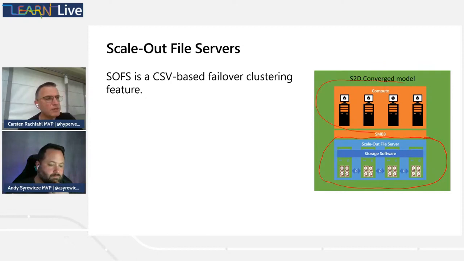We have one Hyper-V cluster and one scale-out file server cluster leveraging Storage Spaces. The VMs are running in this cluster and they leverage the SMB3 protocol with all the cool stuff: SMB Direct, which I skipped over, so I will go back a slide in a minute, and SMB multi-channel to connect to the nodes here. And this is really amazing. So this is the disaggregated model, or a converged model.